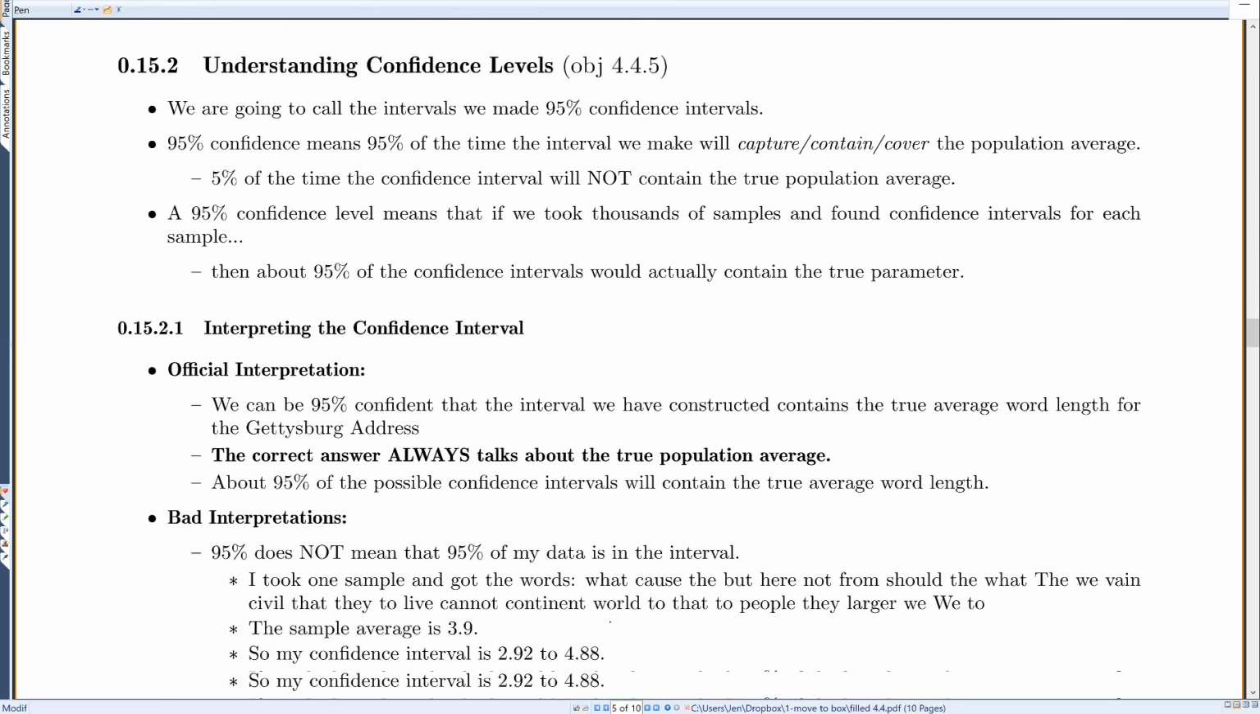So the reason we look at all that is it helps us understand confidence levels. Okay. So we're going to call the intervals we made 95% confidence intervals. 95% confidence means 95% of the time the interval we make will capture or contain or cover the population average. Unfortunately, that does mean 5% of the time the confidence interval will not contain the true population average. Or you can think about it this way: a 95% confidence level means if we took thousands of samples and found confidence intervals for each sample, then about 95% of those confidence intervals actually contain the true parameter.